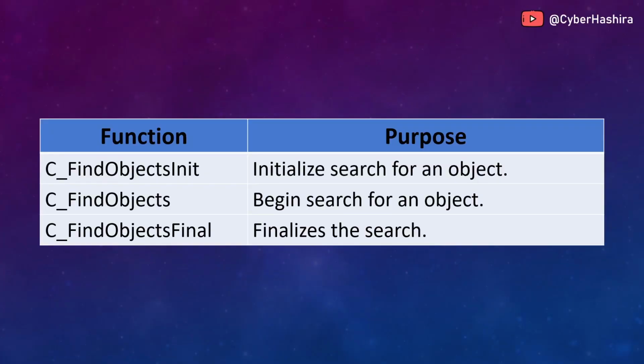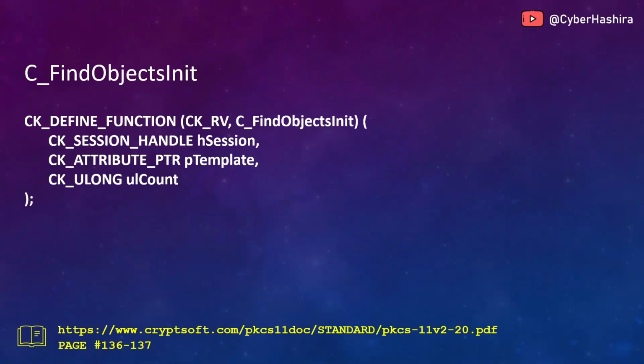These are the three functions that I will be talking about in this video. I'll start with C_FindObjectsInit. If you see init in the name of a function in PKCS11, it usually means that that function is meant to initialize something. The C_FindObjectsInit function is meant to initialize a search for an object. So when you're searching for an object such as a key or a certificate, you must always start with C_FindObjectsInit. This function requires 3 arguments.